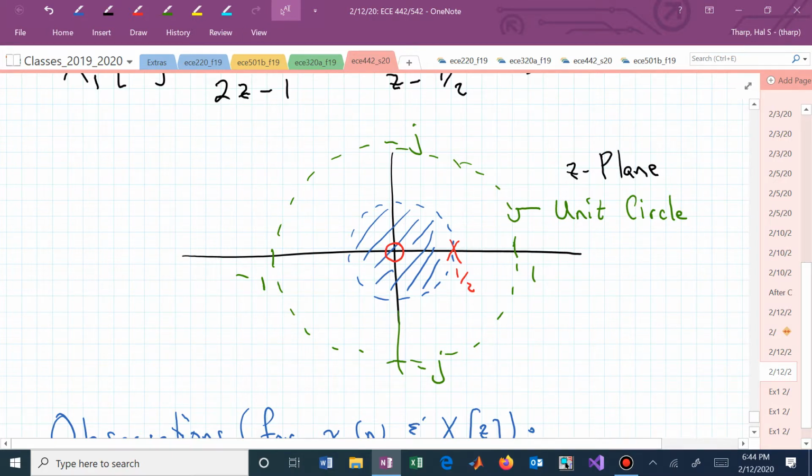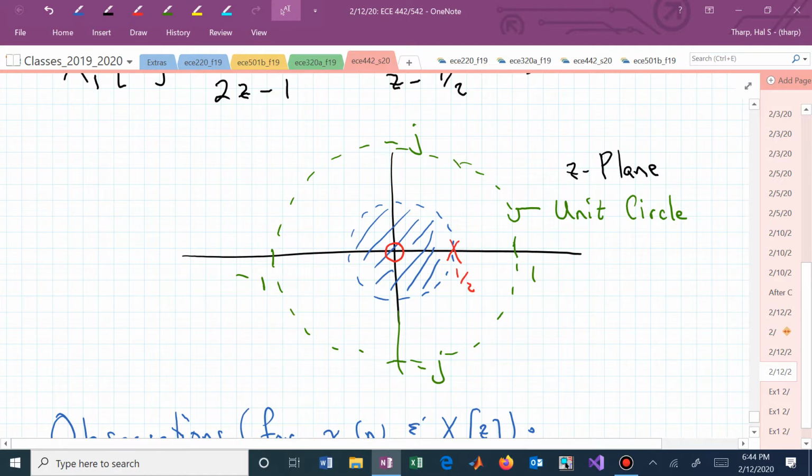And what would our time sequence look like? Now we have 2 to the minus 1, 2 to the minus 2, 2 to the minus 3. That's collapsing, isn't it? And what would our region of convergence have done? It would have contained that unit circle.